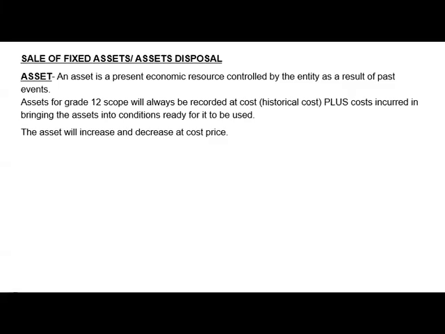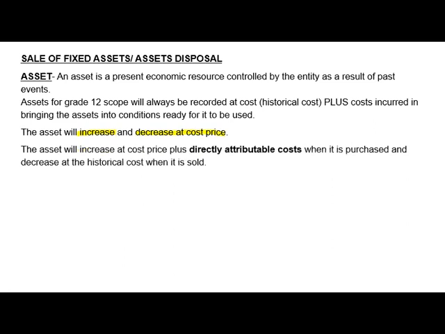Guys, any asset that we have in the business will be recorded at cost price. And I did say that it'll increase or decrease at cost price. So any asset will increase and decrease at cost price, okay? Now, the asset will increase at cost price plus any directly attributable cost when it is purchased and decrease at cost price when it is sold.